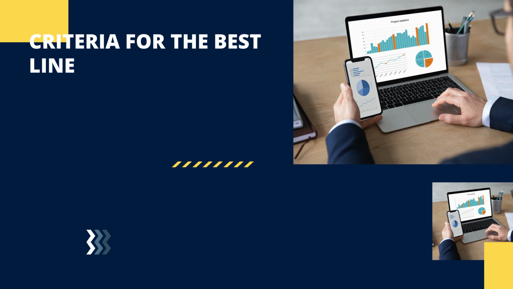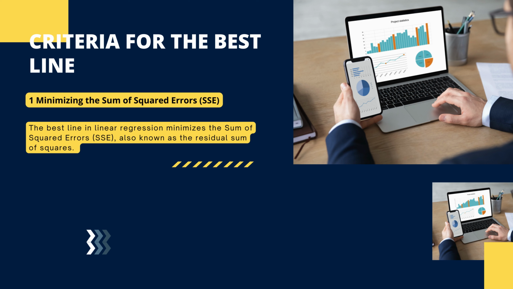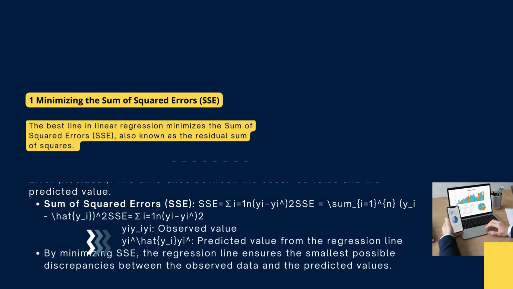Criteria for the best line: 1. Minimizing the sum of squared errors, SSE. The best line in linear regression minimizes the sum of squared errors, SSE, also known as the residual sum of squares. Error: residual, the difference between the observed value and the predicted value. By minimizing SSE, the regression line ensures the smallest possible discrepancies between the observed data and the predicted values.